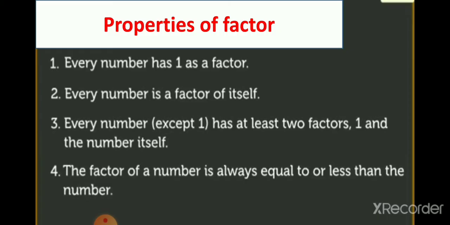Now let us see what are the properties of factor. Every number has 1 as a factor. Every number is a factor of itself. So students, from here you must have got two factors, that is 1 and the number itself. Every number except 1 has at least two factors, that is 1 and the number itself. The factor of a number is always equal to or less than the number.